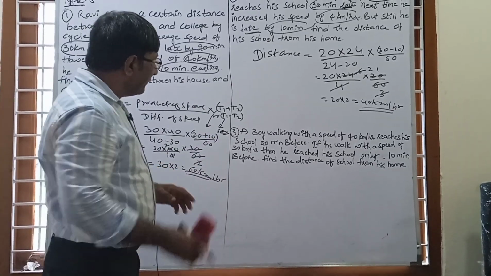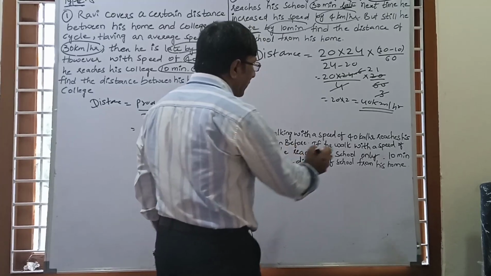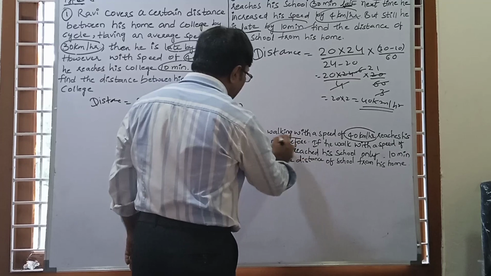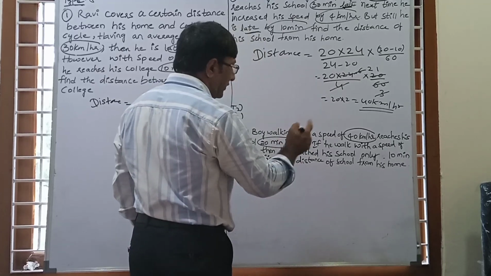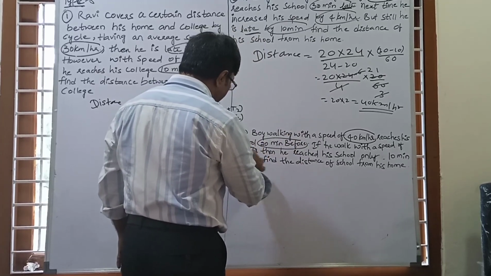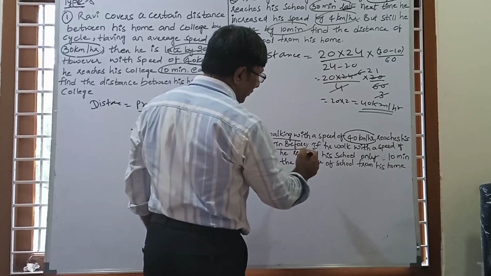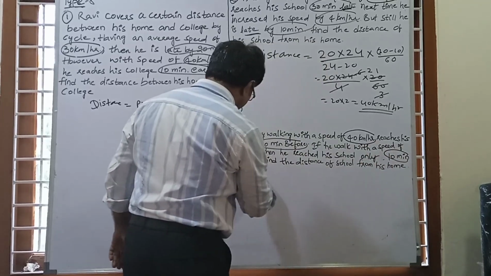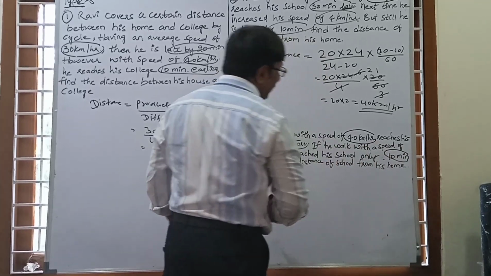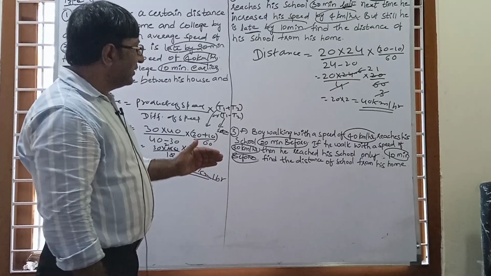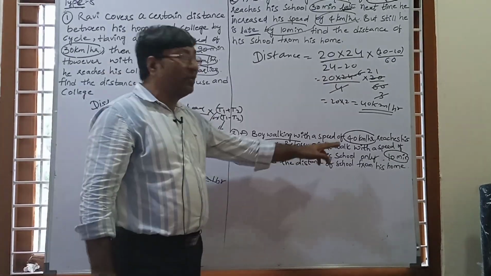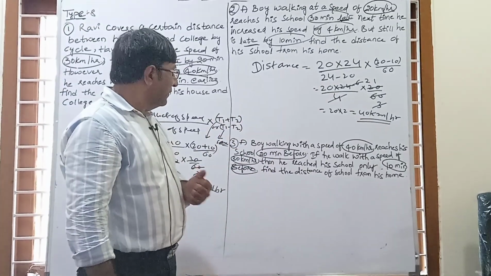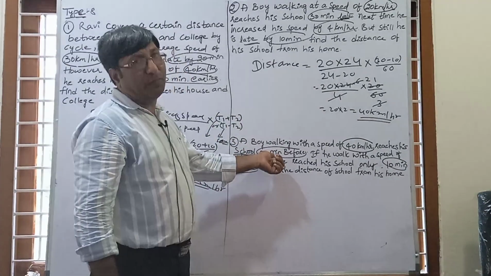Now the third question is also based on type number 8. So what is the question? A boy walking with a speed of 40 kilometers per hour reaches school 20 minutes before. If he walks with a speed of 30 kilometers per hour, then he reaches school only 10 minutes before. So find the distance of the school from his home. Again the question is the same. First speed is given, 40 kilometers per hour. When he goes with 40 kilometers per hour, then he reaches school 20 minutes before.